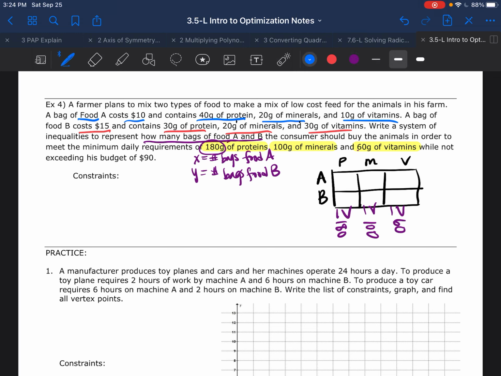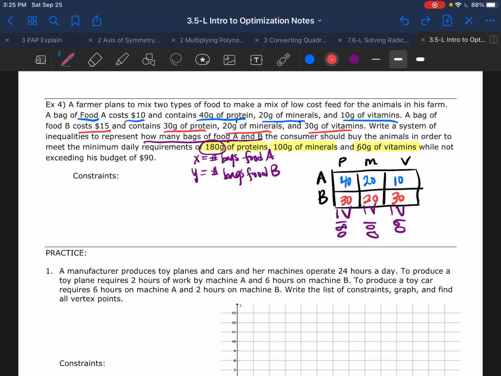Okay, so now let's fill in. Using those blue underlines, it costs $10. And we have 40 grams of protein, 20 grams of minerals, and 10 grams of vitamins. We're going to do something with the money, but not yet. And then we have 30 grams of protein for bag B, 20 grams of minerals, and 30 grams of vitamins. Okay, and then we have another constraint on the money. And so these purple, that's going to give us 3 inequalities right there.